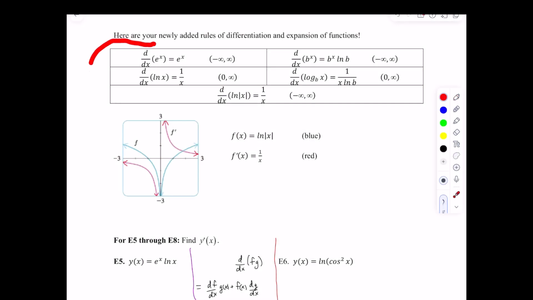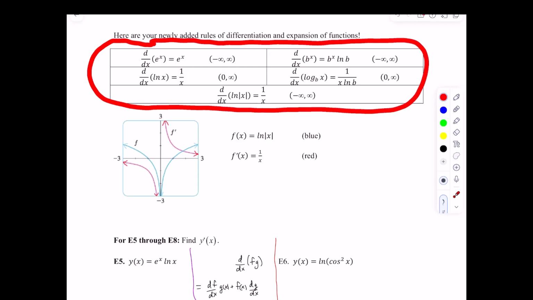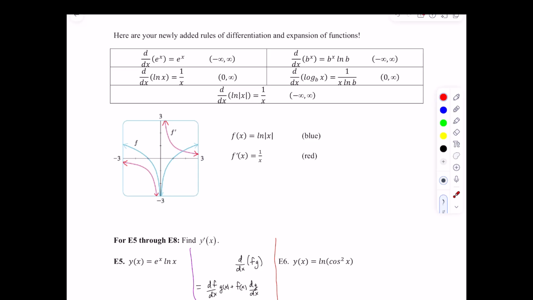So be sure to memorize your new derivative rules. Memorize the new derivative rules with their respective domains. I do need to make a correction here. This one should say negative infinity to 0 union 0 to infinity. We can't include 0 there. The function is not defined at x equals 0.